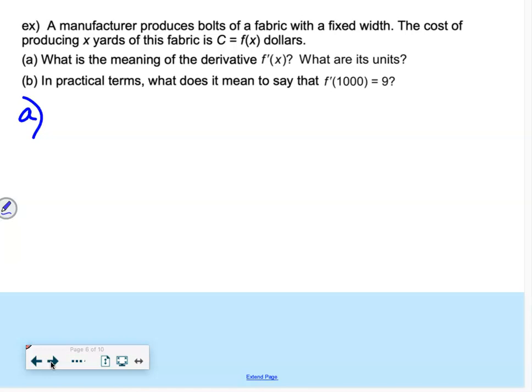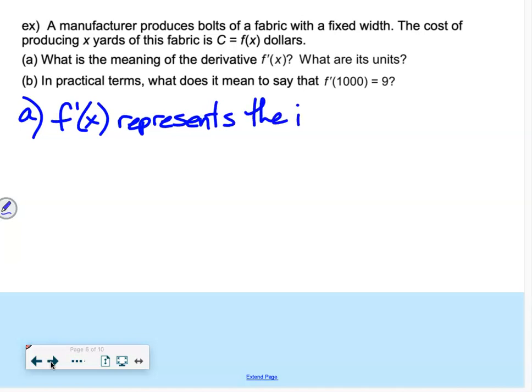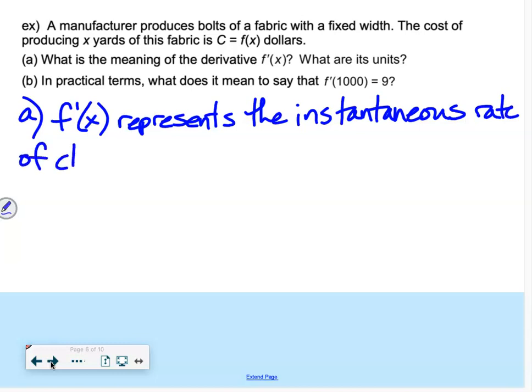So, what is the meaning of the derivative f prime of x? f prime of x represents, and I'm going to write this all out, no abbreviations, just so you get the whole thing, represents the instantaneous rate of change of, all right, what does our function represent in the context of this problem? What is it?